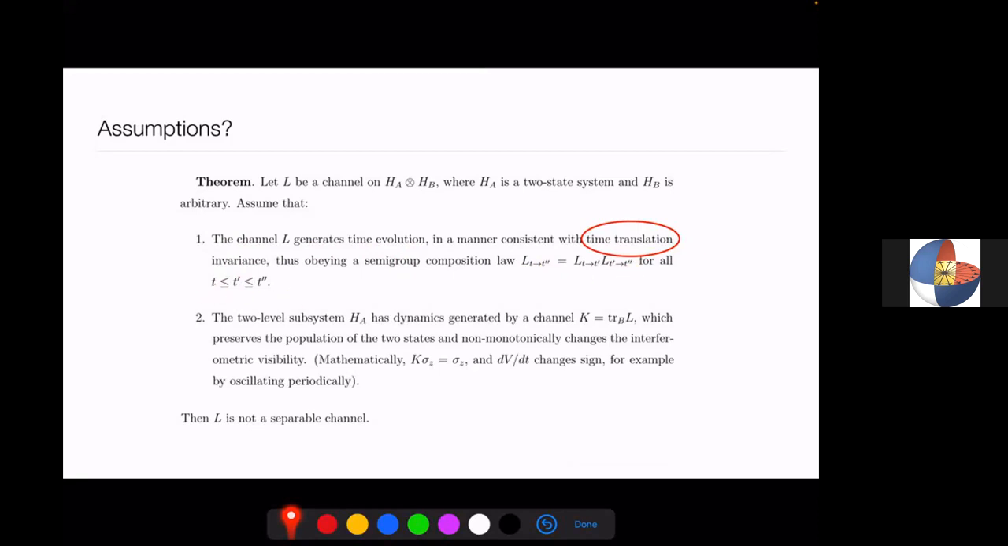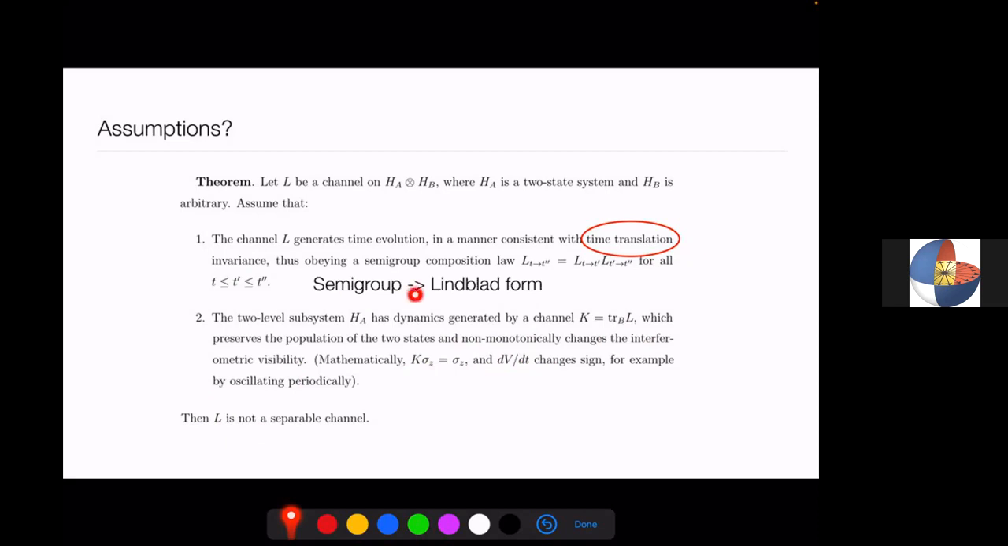The second key point is that the observed subsystem, this two-level system, this qubit, if you will, A, has a dynamics generated by the channel, which is a trace over the other system, which preserves the population of the two states and non-monotonically changes the interferometric visibility. So that is to say that K on sigma z equals sigma z, and the visibility changes sign, for example, by oscillating periodically. If both of these are true, then L is not a separable channel. And that means it can convey entanglement.